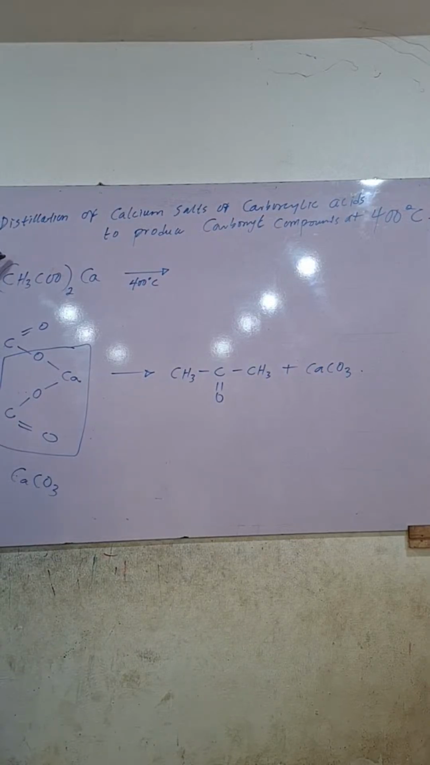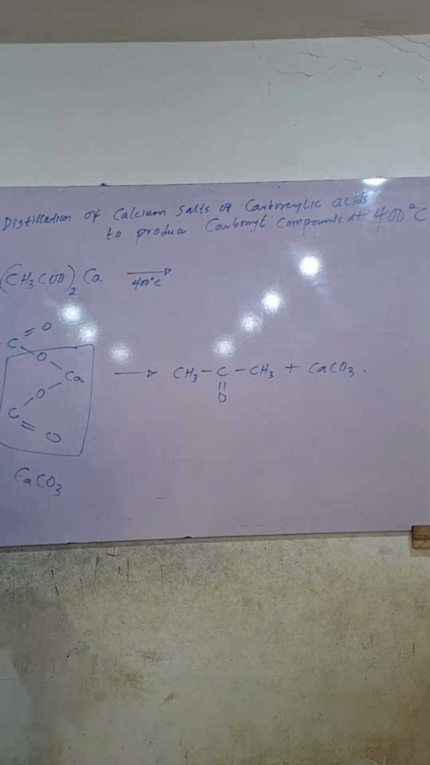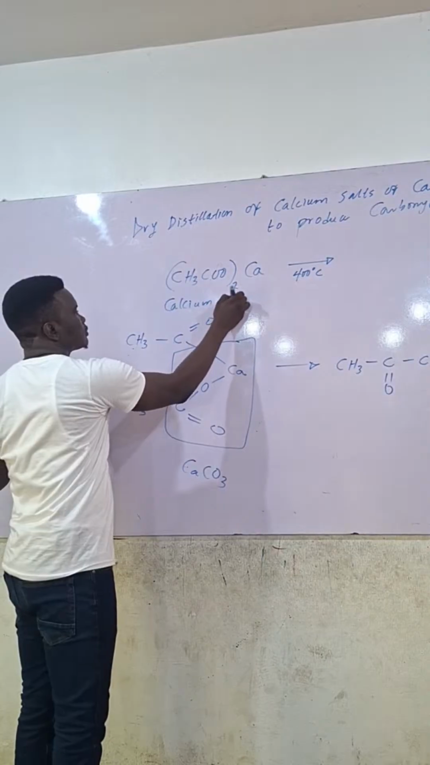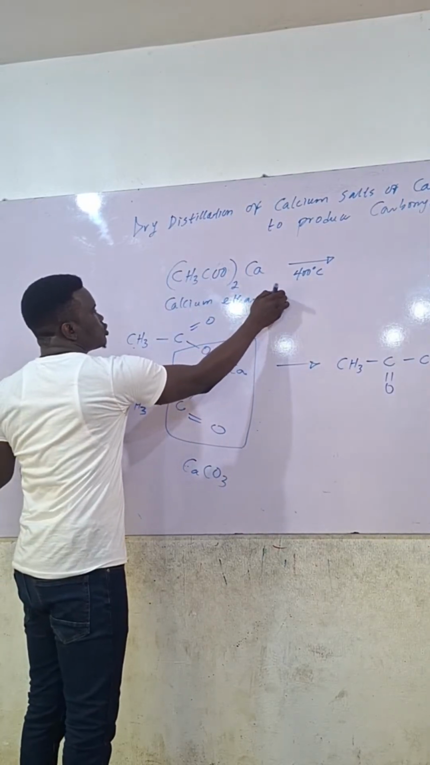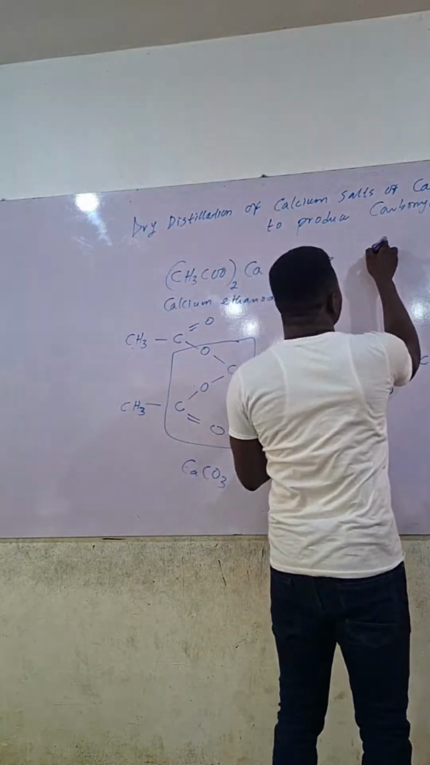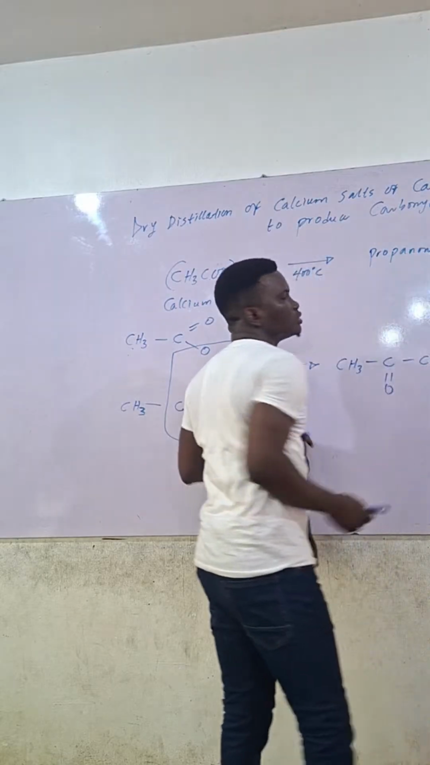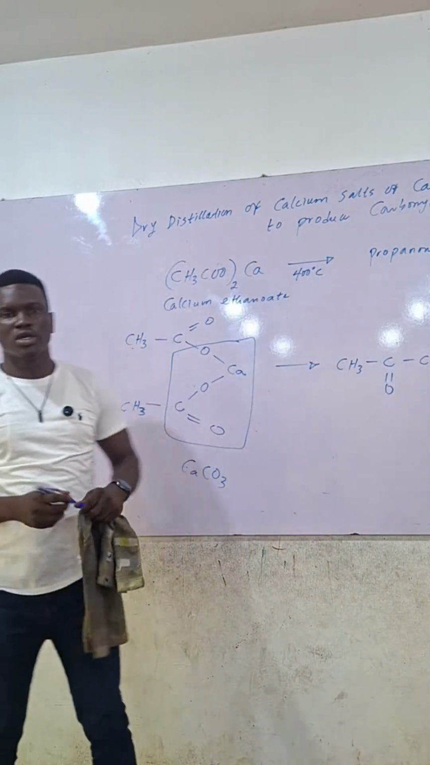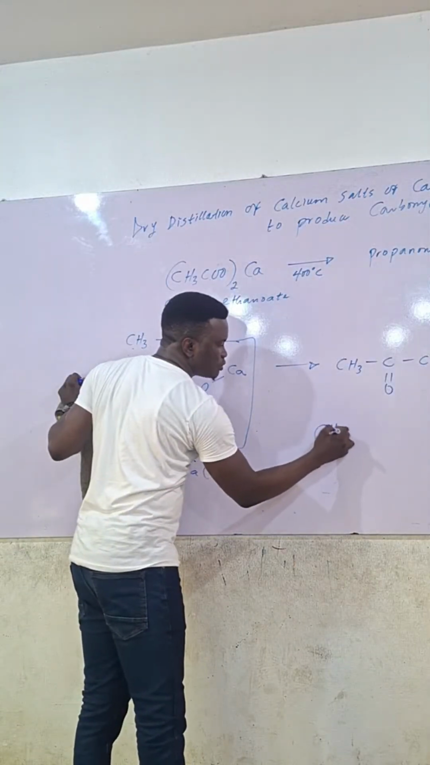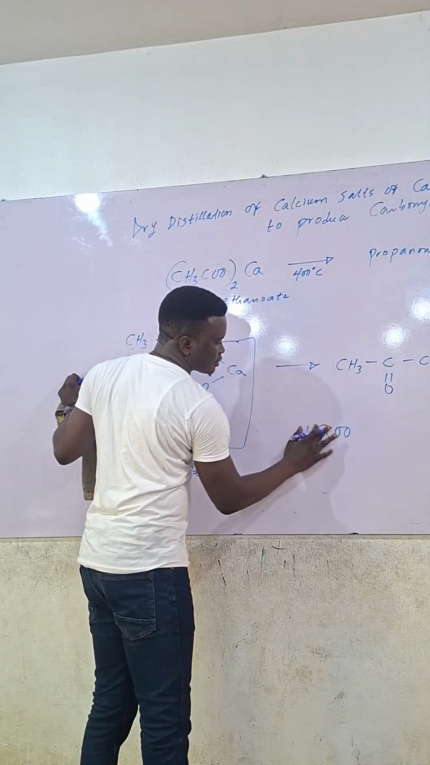So dry distillation of calcium ethanoate will give me propanone as my answer. Propanone. So everybody, what will you get for calcium methanoate? Calcium methanoate.